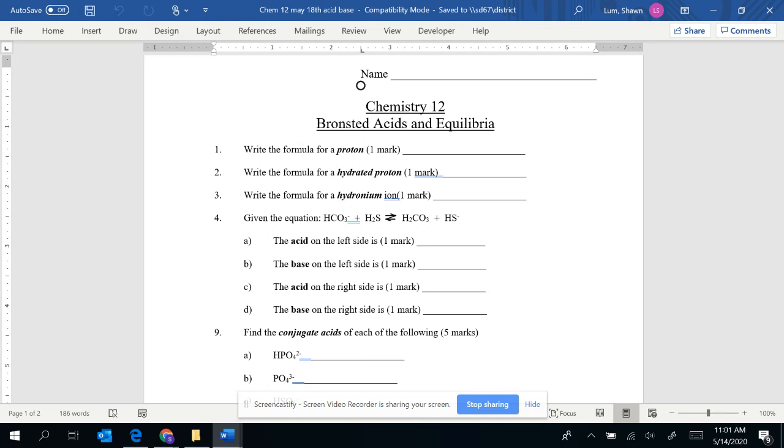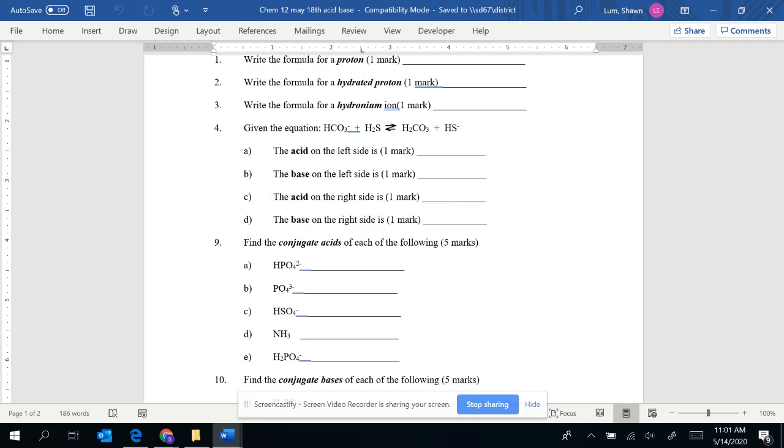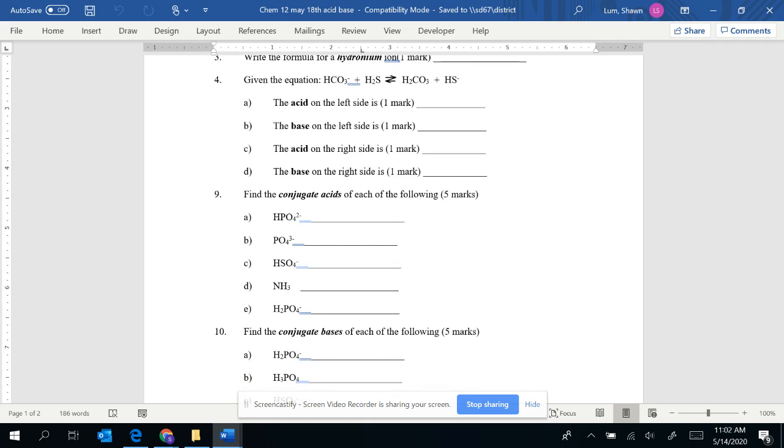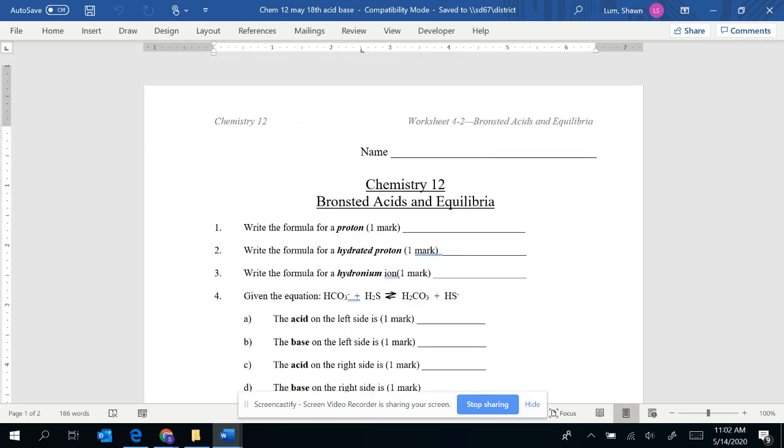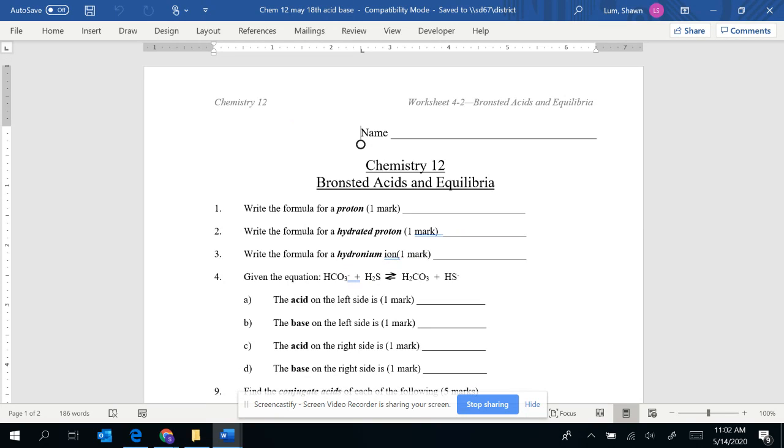This next chapter is called Bronsted Lowry acids and equilibrium and all that kind of stuff. So, anyways, we have our worksheet right here, and we're going to go through this. Hopefully you watched the video and you somewhat understand this and you've attempted it, and now you're just checking it over. So write the formula for a proton.